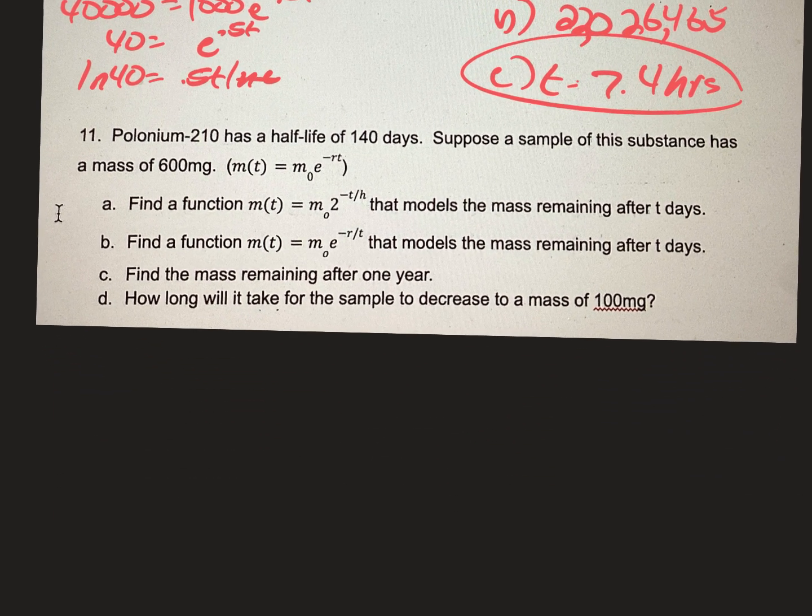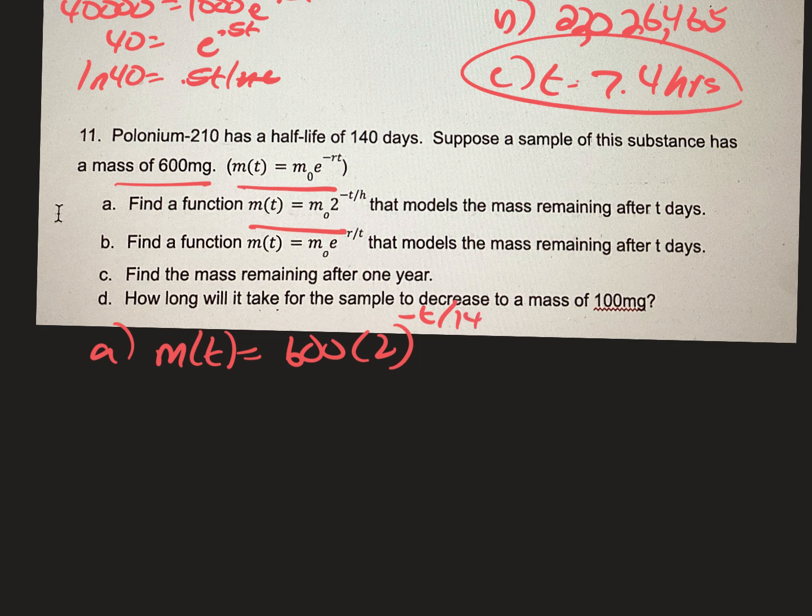Number 11, one more of these things. Polonium-210 has a half-life of 140 days. Suppose that this substance has a mass of 600 milligrams. That's our initial. And there's our formula. Part A, also, Jerry wants to do both formulas here. So part A, we're going to do this one right here. So I'm going to do the M of t. The initial amount is 600. I have a 2 to the negative t, I don't know the t, over the half-life, which was 140 days.